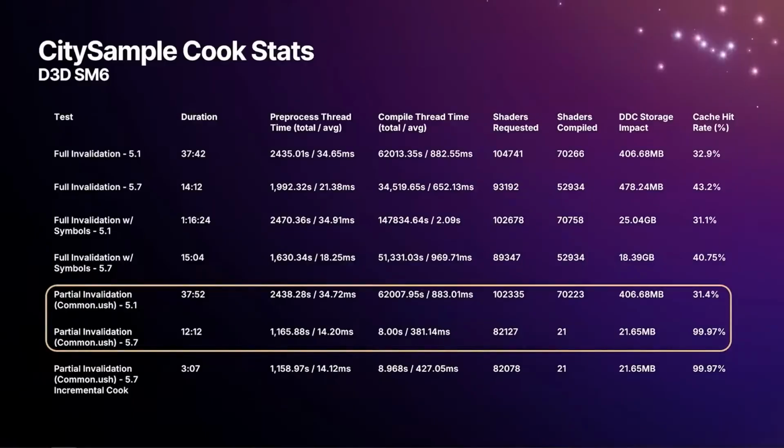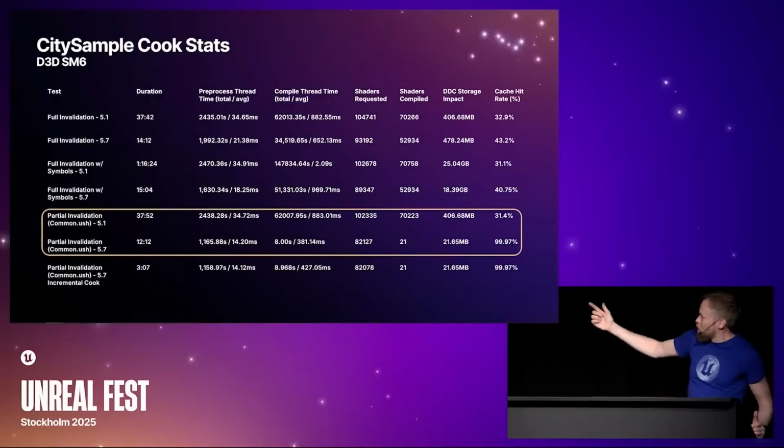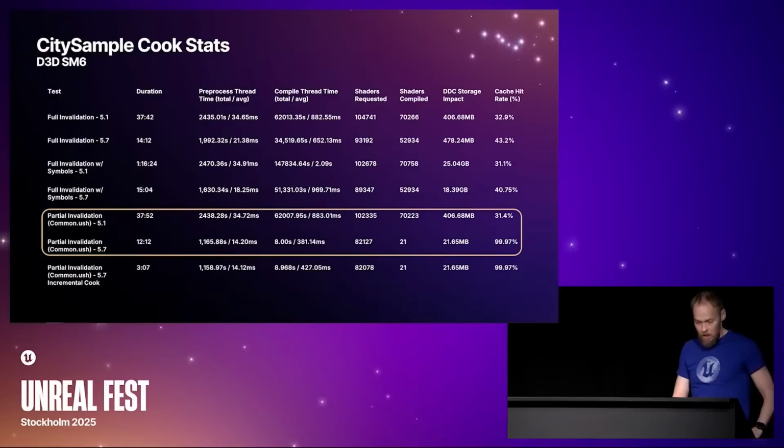So the main win here, at least for our internal projects, is the big difference between the 2 partial invalidation cooks. So we went from 37 to 12 minutes. So that small change in Common.ush was basically a full invalidation on 5.1. As you see, we basically recompiled every single shader versus 21 shaders compiled in 5.7. So that's a big improvement, obviously.